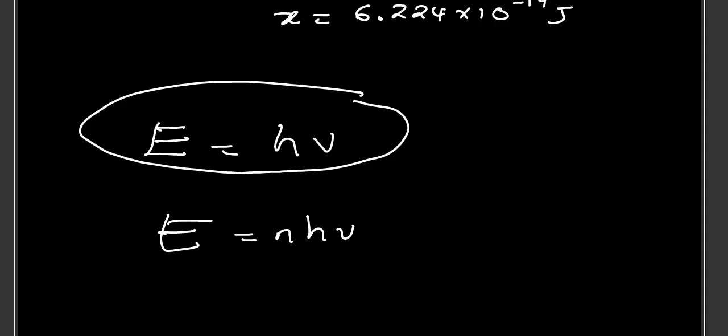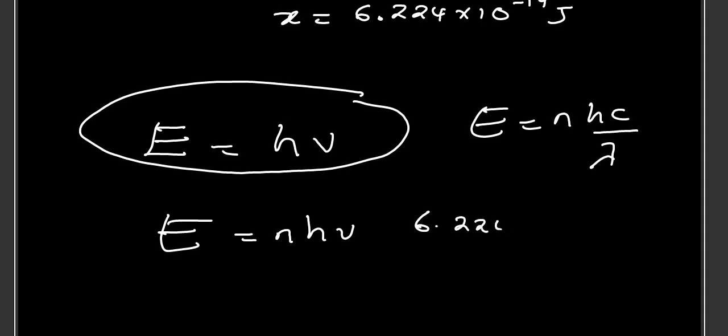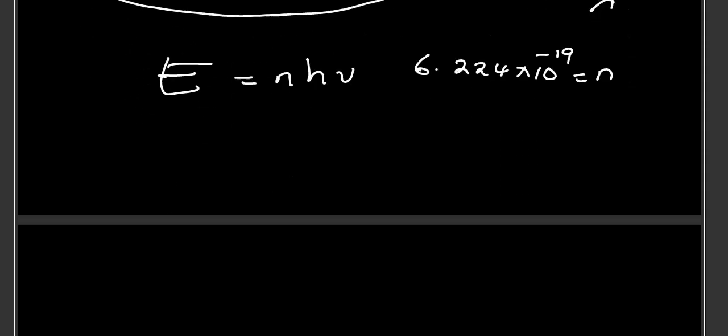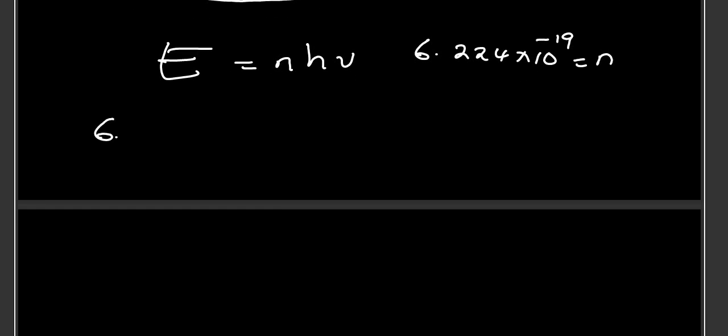So now we're going to use this same equation, except there is n, then this is hc over that, because we are given wavelength, not frequency. So the energy, we found it, it's 6.224 times 10 to the power negative 19. We're looking for n, so let me just rewrite it this side, 6.224 times 10 to the power negative 19 joules.